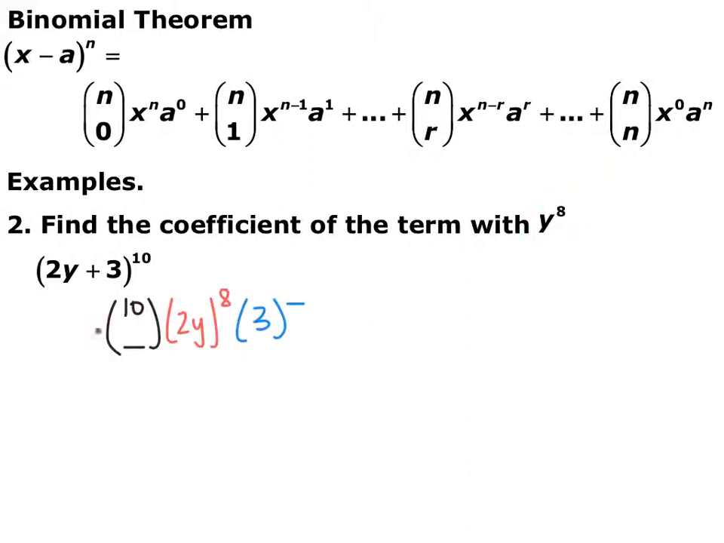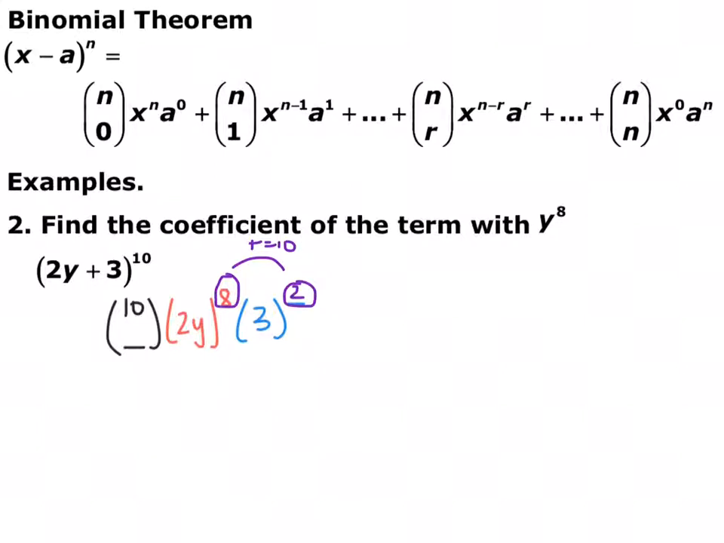So I set up 10 choose something, I'm not sure what this is going to be yet, and then I know I want my y term to be raised to the 8th power, so I'm going to have 2y to the 8th power, and then 3 is going to have to be raised to a power that we're not quite sure yet. So this is going to use the rule that your two exponents have to add up to n. So if this is going to be an 8, then I need my other exponent to be a 2 in order for those to add up to n.